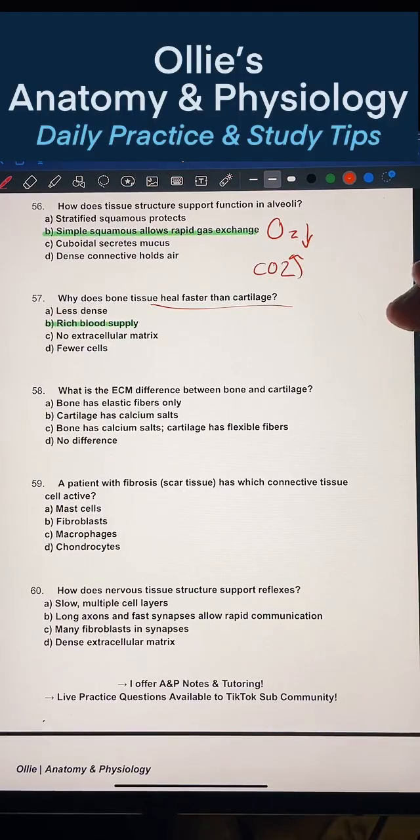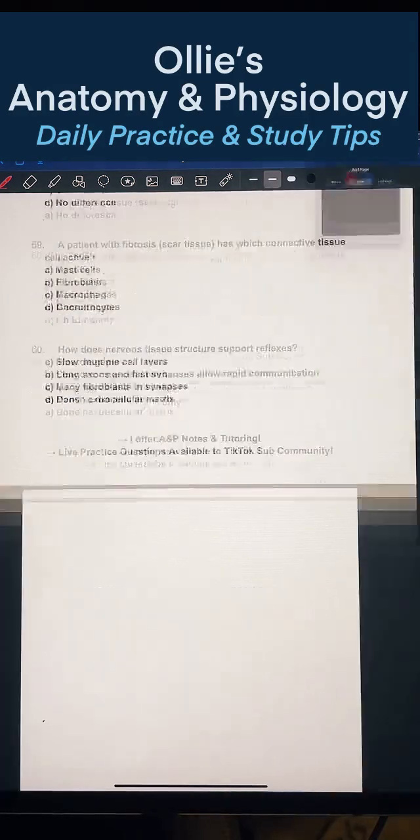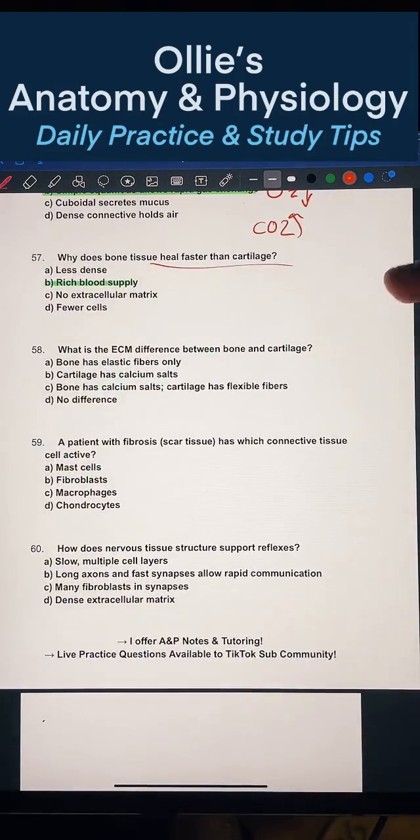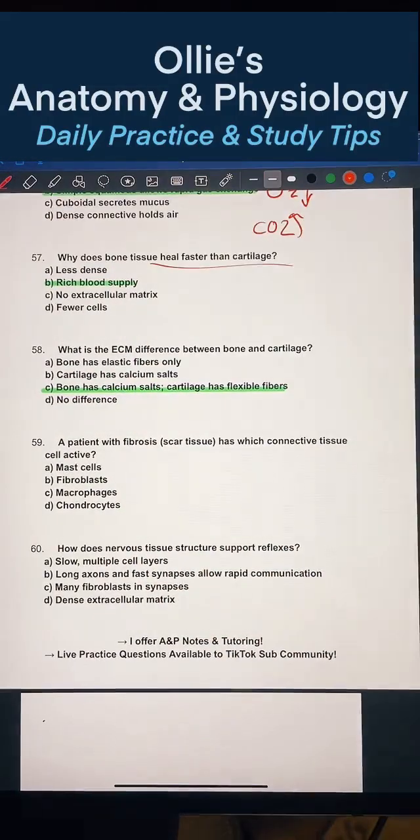Number 58, what is the ECM difference between bone and cartilage? I mentioned it briefly. A, B, C, or D? What do you guys think for this one? A, B, C, or D? It's going to be C. Calcium salts, cartilage has flexible fibers. That's the main difference there.